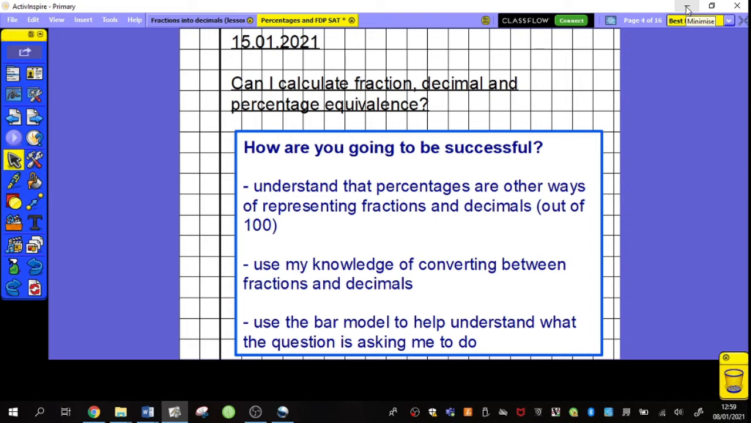Today we're going to be calculating fraction, decimal and percentage equivalences. So we're going to be converting between fractions, decimals and percentages. To be successful, you're going to understand that percentages are other ways of representing fractions and decimals, and I'll be using the phrase "out of 100". Use your knowledge of converting between fractions and decimals you had from yesterday, and you're going to use the bar model to help understand what the question is asking you to do.